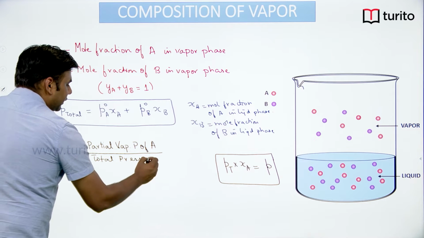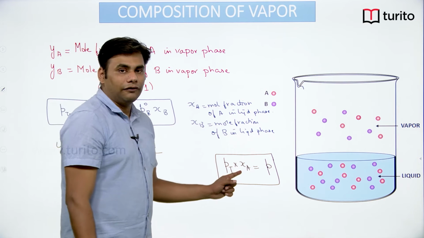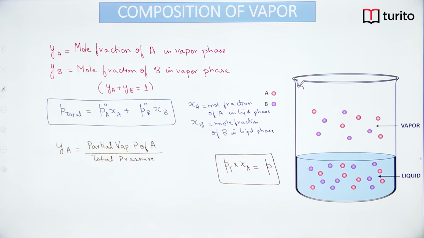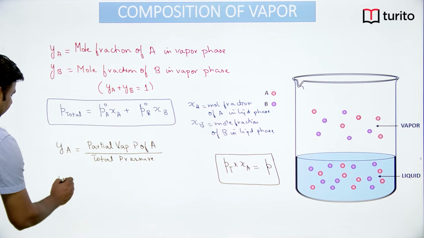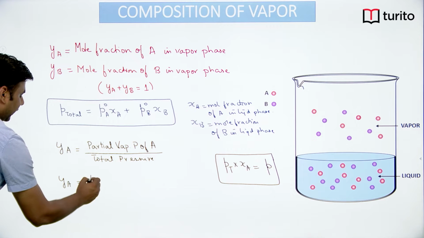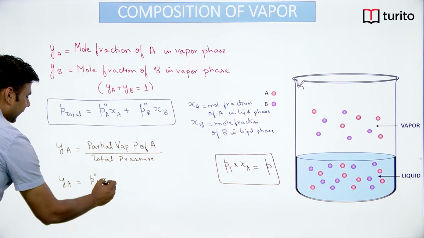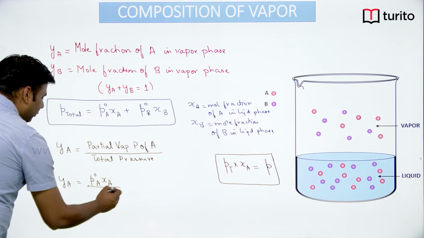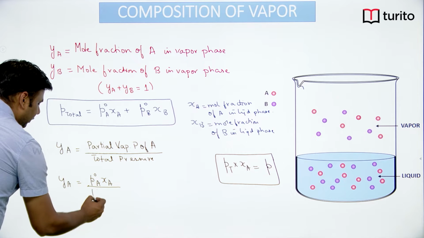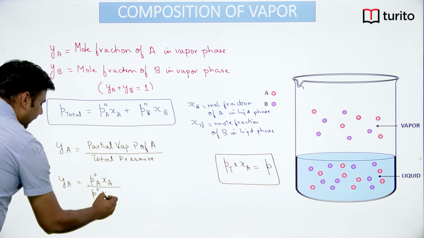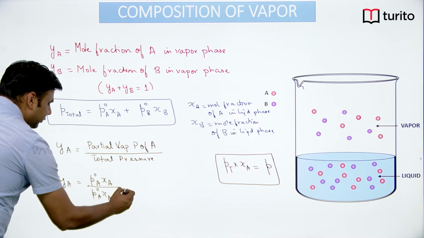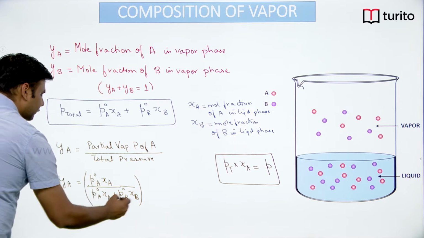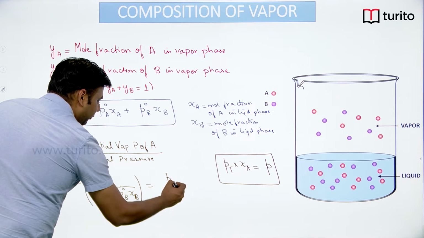Total vapor pressure. We will say that the mole fraction is equal to the partial pressure upon the total pressure. So, we can write YA as P naught A XA, which is the partial pressure of A, divided by the total pressure. Total pressure is P naught A XA plus P naught B XB, which we can write as PA upon P total.